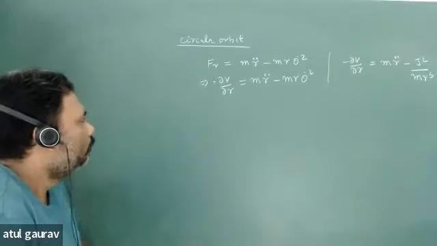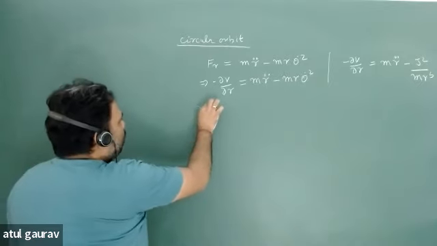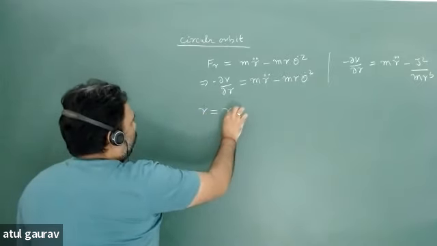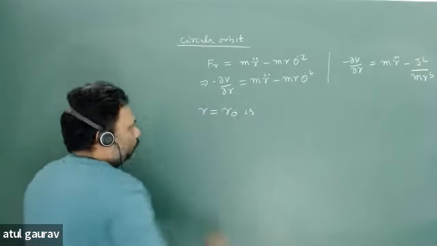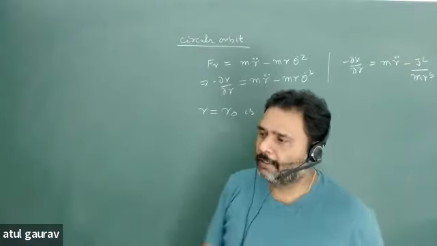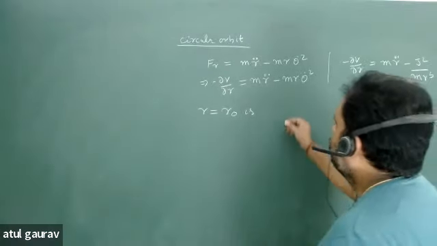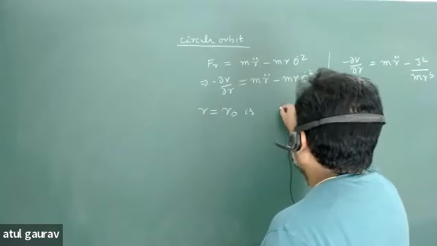And let us assume r is equal to r naught, the radius of the circle.